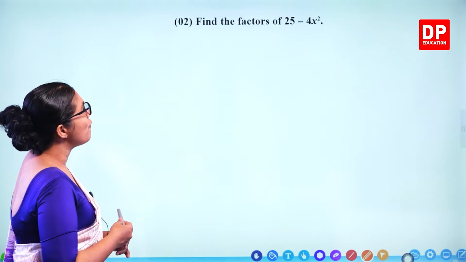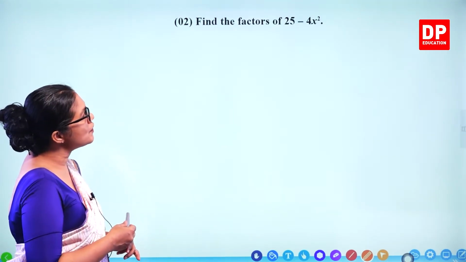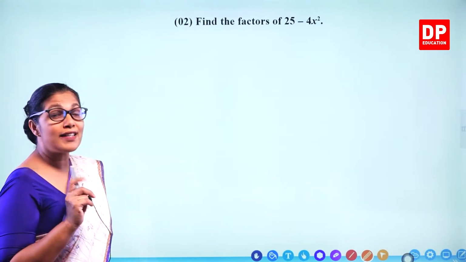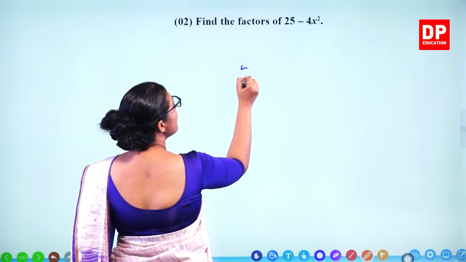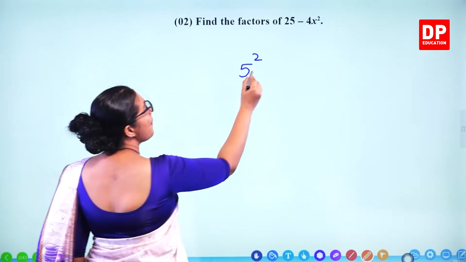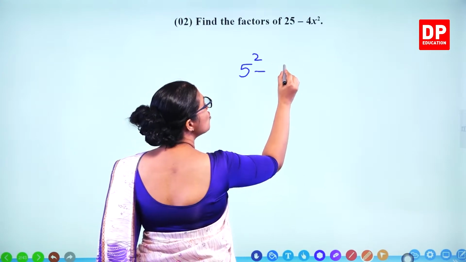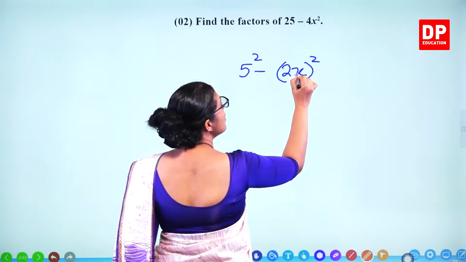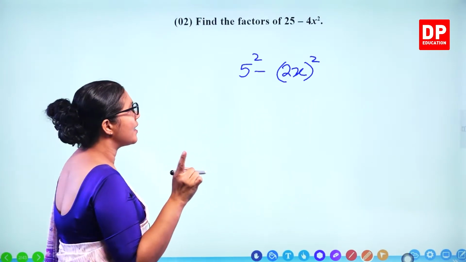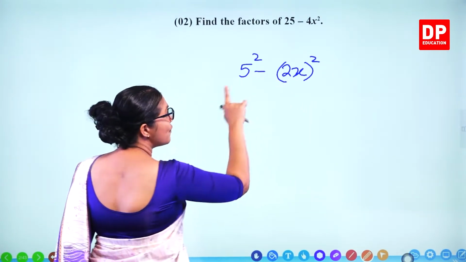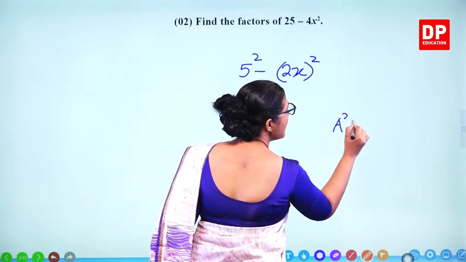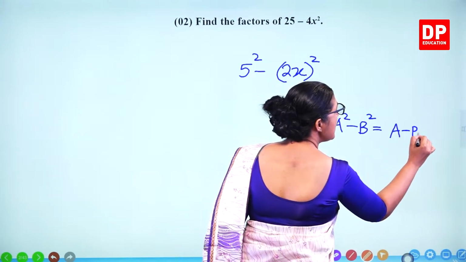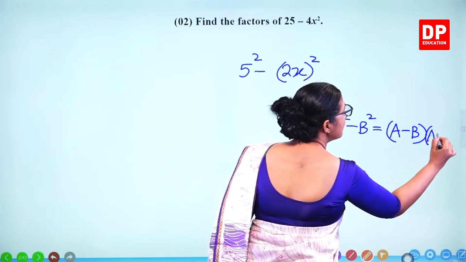Question number 2. Find the factors of 25 minus 4x squared. 2 terms. So we can create squared terms. 25 I can write 5 squared. Then 4 is 2 squared. So I can write 2x whole thing squared. 2x into 2x, 4x squared. So now we can see difference between 2 squared terms. A squared minus b squared. You can write a minus b and a plus b.